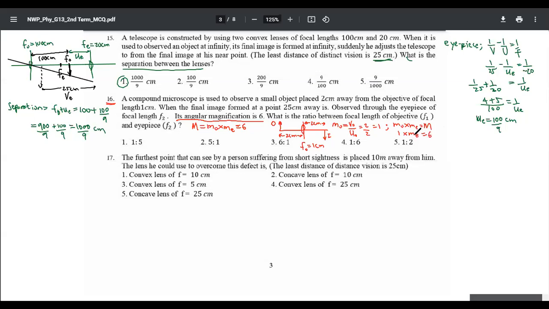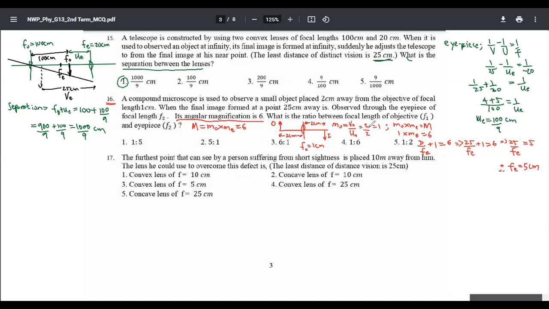Can you remember the equation for ME? Linear magnification of the eyepiece. You have to know that. ME is given by D over FE plus 1. See if it rings a bell. So D is given as 25 centimeters over FE, which we have to find, plus 1 equal to 6. Therefore, 25 over FE is 5. FE is equal to 5 centimeters.